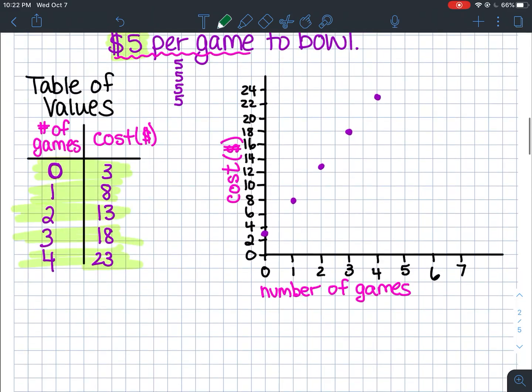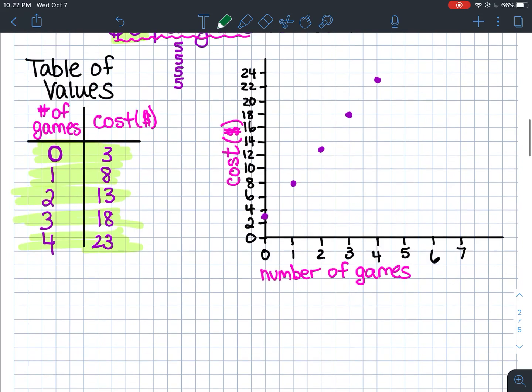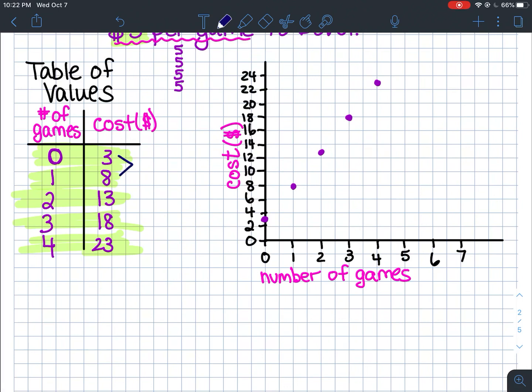Let's check out the first differences of our bowling game. Okay, here it is. Our bowling game, what color should I use? Blue? From 3 to 8, 3, 4, 5, 6, 7, 8. Looks like we went up 5. Then from 8 to 13, we still went up 5. 13 to 18, up 5. 18 to 23, up 5. So these, again, are called first differences.